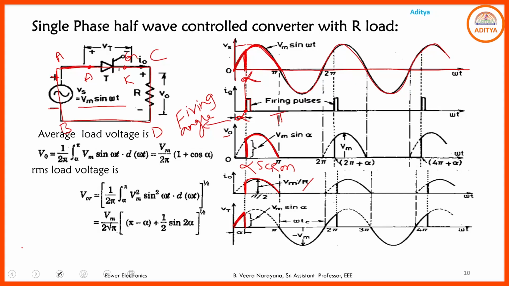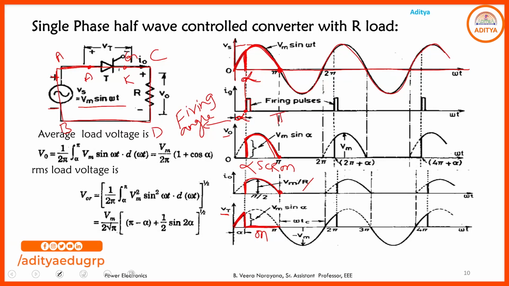And from alpha to pi, what is the state of the SCR? The SCR will be in the on state. So if your SCR is in the on state, the total source voltage is transmitted to the resistive load through the SCR. Here we are assuming an ideal SCR, hence there is no voltage drop across the thyristor. That means the voltage across the thyristor during the on state of the SCR is 0. And we have some output voltage and output current. At omega t equal to pi, the output voltage is 0 and the output current is also 0.